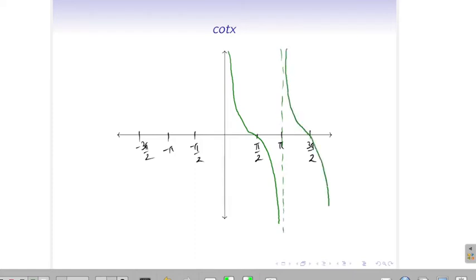Now for the next line, the same thing will happen on this side. At minus pi, again we have an asymptotic line. So it will not touch the function, but it will go closer and closer. And the same thing happens here. So this is the graph of cot x.